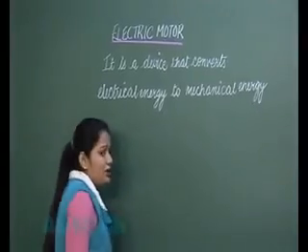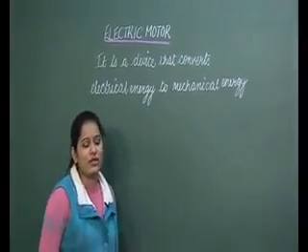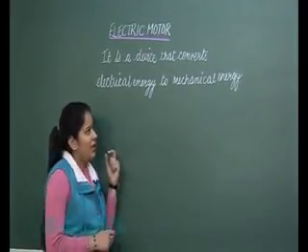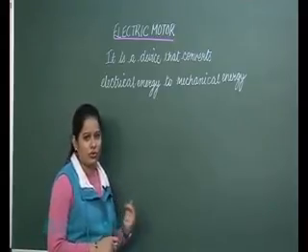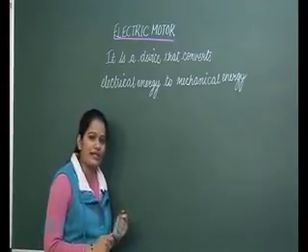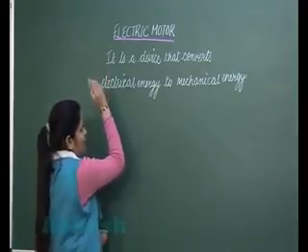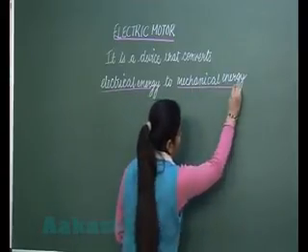Student, electric motor is used to run many electrical appliances such as machines, fans, refrigerators. Now student, electric motor, a commonly used motor, uses direct current, so it is called a DC motor. So student, electric motor is a device that converts electrical energy to mechanical energy.